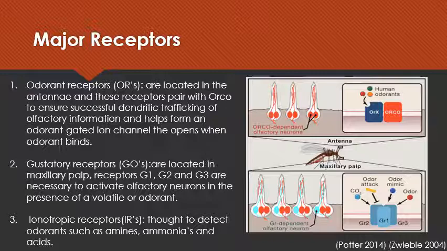The second receptor is a gustatory receptor, or a GR, and these are located in the maxillary palp and are composed of subunits GR1, GR2, and GR3, which are necessary to activate olfactory neurons when they come into contact with a volatile or odorant, such as carbon dioxide. The third receptor is ionotropic receptors, or IR, and these detect odorants such as amines, acid, and ammonia.